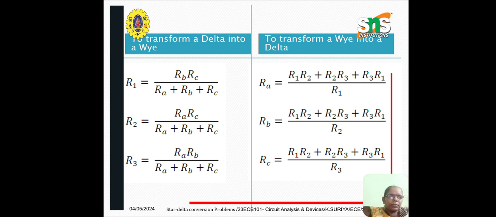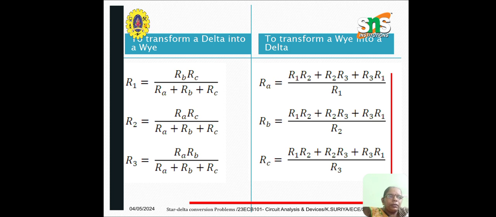So in the delta to star conversion, in the star network the resistors are R1, R2, R3, and in the delta network they are RA, RB and RC. In order to convert a delta network into a star network, we can do it by using R1 is equal to RB RC divided by RA plus RB plus RC. So R1 is the equivalent resistance of RA, R2 is the equivalent resistance of RB, and R3 is the equivalent resistance of RC. So you can calculate it using these formulas.